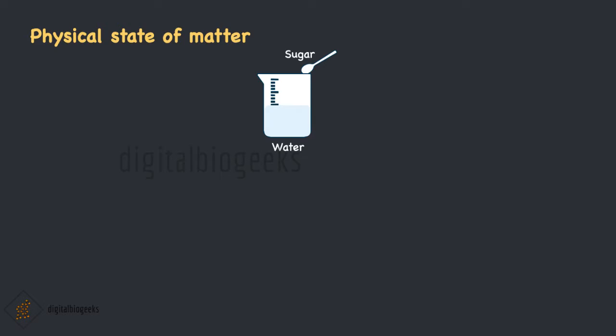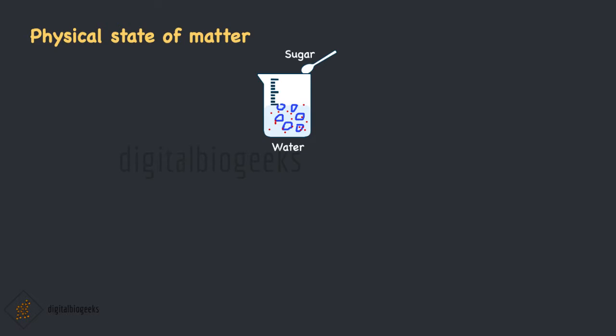But the level of water remains the same. Then where did the sugar particles go? The particles of sugar get into the spaces between the particles of water. Let's assume these are the particles of water and these are the particles of sugar. Like this, the particles of sugar get into the spaces between the particles of water. To get into the spaces of water, we can imagine that the particles of sugar must be very small.